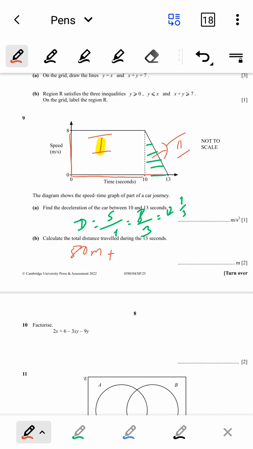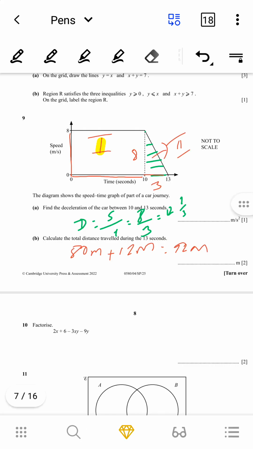Sorry, not 13. Here the base will be 3 and the height 8. The area of the triangle is half base into height: 8 into 3 is 24, by 2 is 12. So 80 meter plus 12 meter is 92 meter. So the total distance traveled during the 13 seconds is 92 meter. That's all we have.